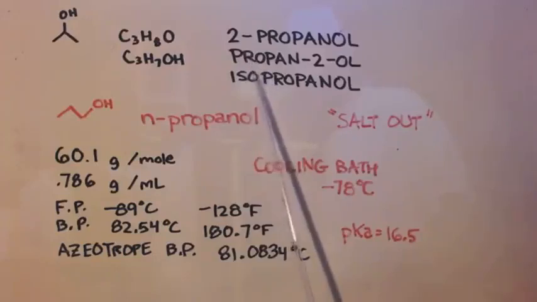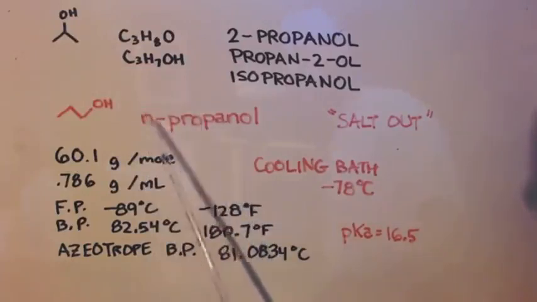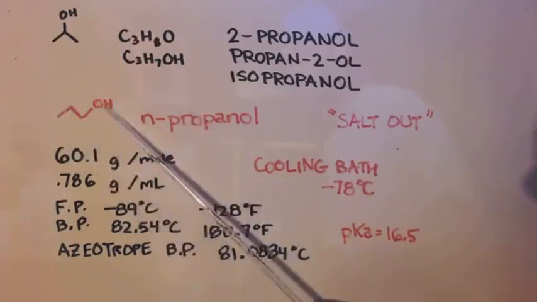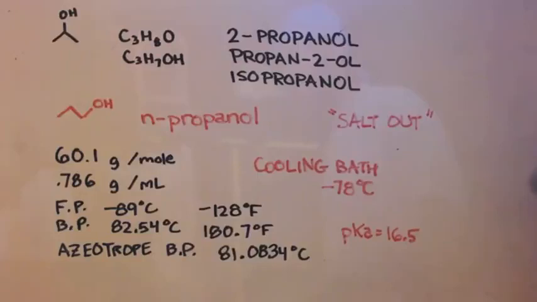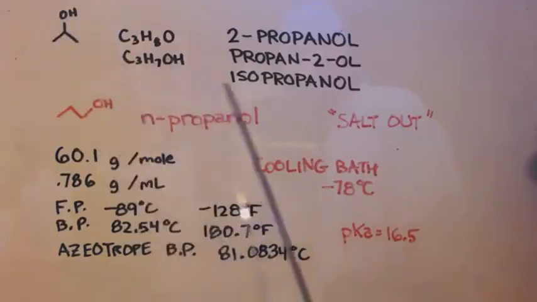Now, isopropanol means that it's funny looking, okay? Because here's a picture of N-propanol. N stands for normal, okay? Anytime it has N, that means it's a straight chain, and this is at the very end. It's the first one, okay? Now it's put inside there, and it's not on the first one.